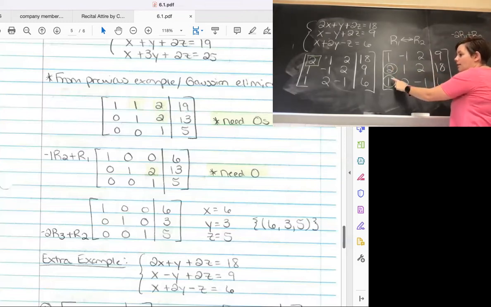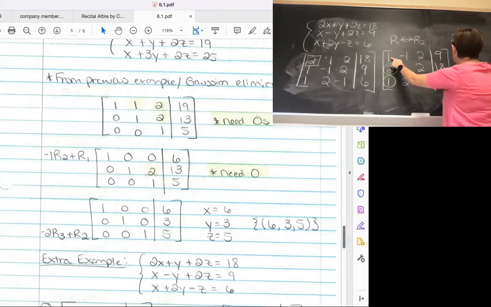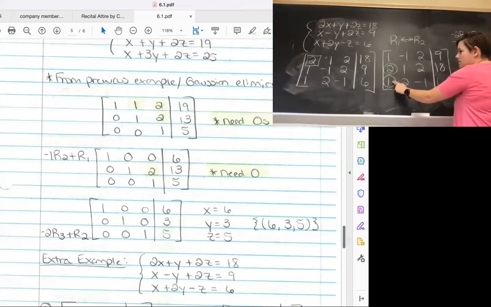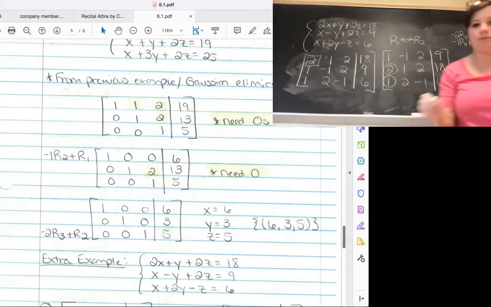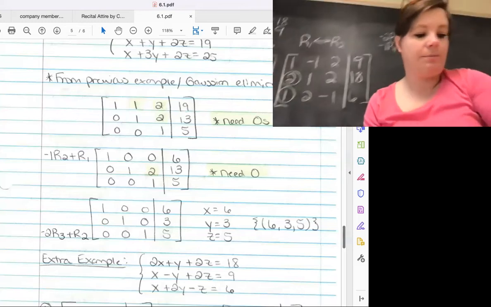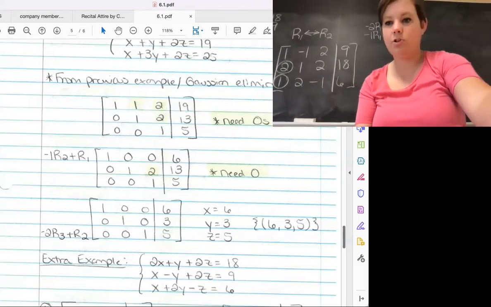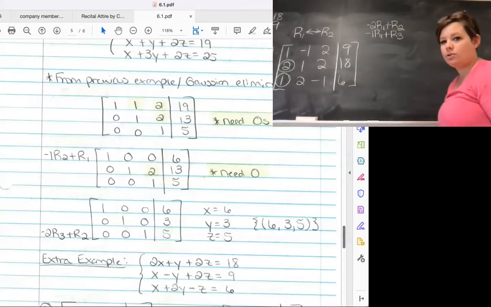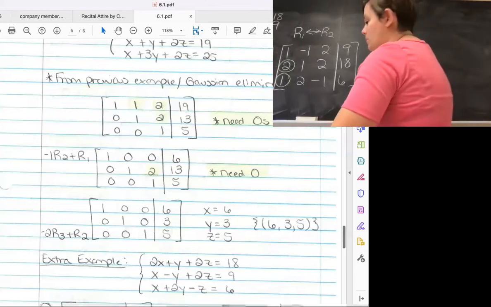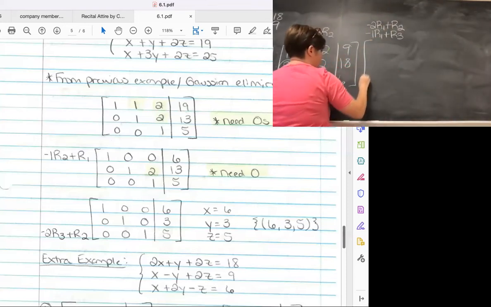And I'm going to think about this one. This one needs to also go to 0. So what do I add to 1 to get to 0? I add a negative 1. So I'm going to take row 1 times negative 1 and add that to row 3 to fix the 0 there. And I'm going to slide you down so you can see, because the original problem's right here on the screen. And I'm going to do both of these in the same matrix.